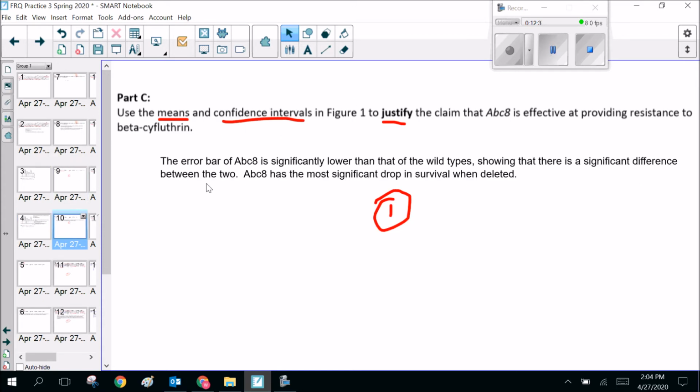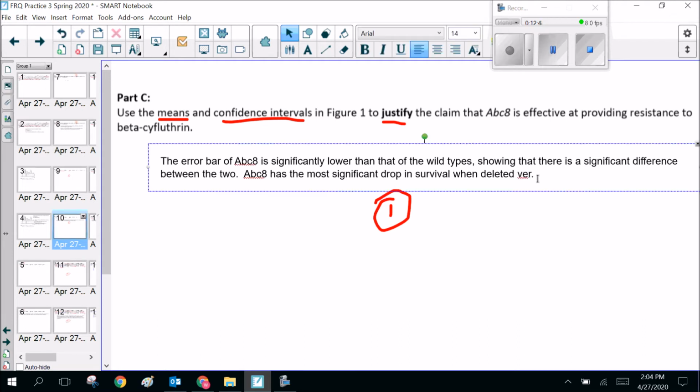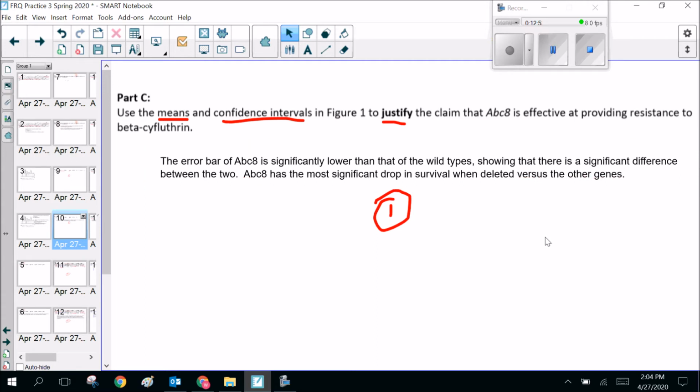So what we said was the error bar of ABC8 is significantly lower than that of the wild type, showing that there's a significant difference between the two. ABC8 has the most significant drop in survival when deleted, and I guess you could say, for clarification, versus the other genes. So wow, that was pretty quick. We didn't really have to do very much with that, and we're good to go. So that's part C in a nutshell, and boom, this then more points.